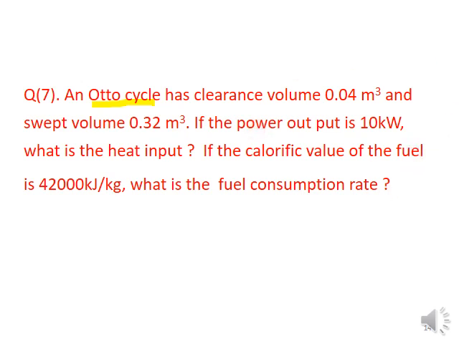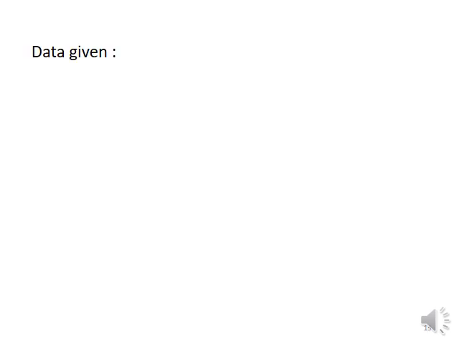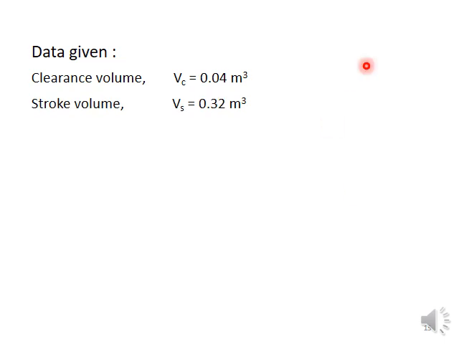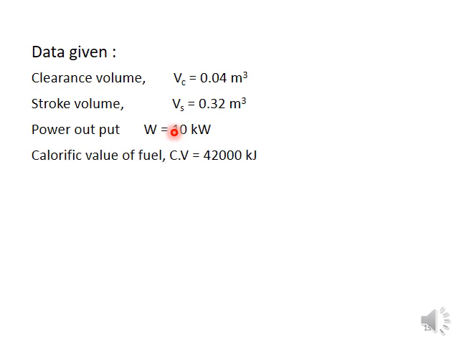So write the given data. Clearance volume 0.04 meter cube, swept volume 0.32 meter cube. Power output W is 10 kilowatts, or we can write it as 10 kilojoule per second. Calorific value 42,000 kilojoule per kg. So we have to find the heat input. So by using the clearance volume and the swept volume, first we have to find the compression ratio R value.